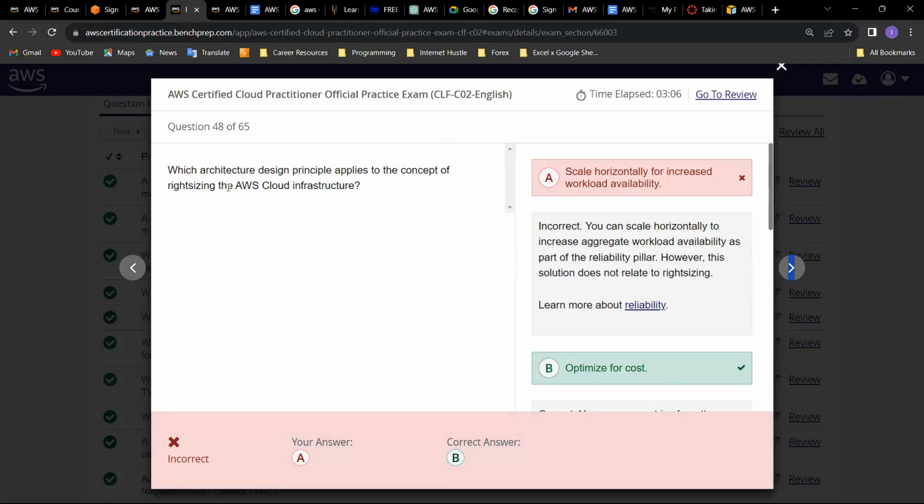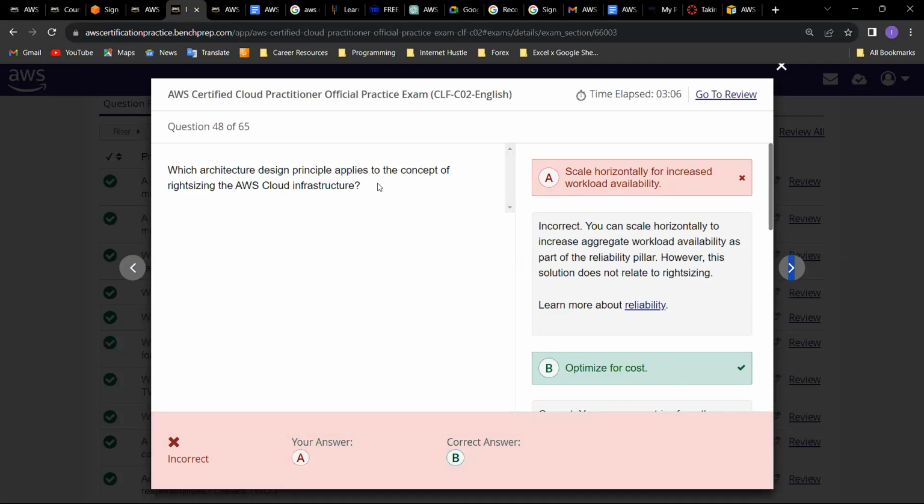The correct answer is which architecture design principle applies to the concept of right sizing. So that is where, is it Angela that asks for this? Who asked it? No, so that was AK. Yeah, so right sizing.